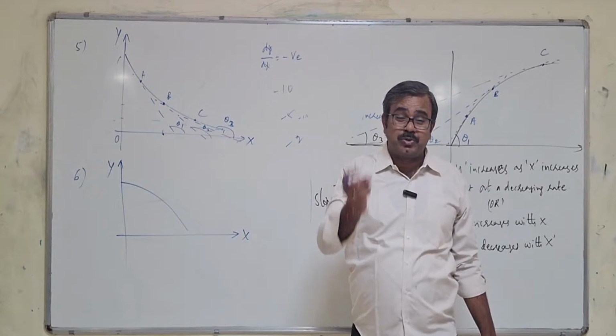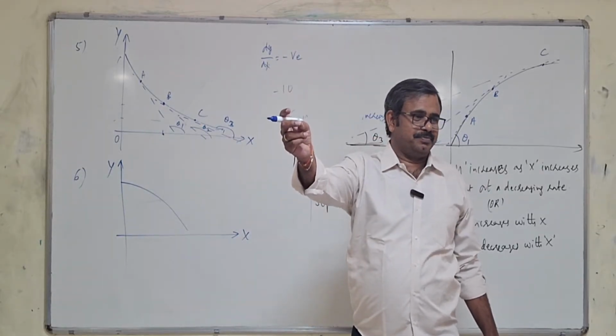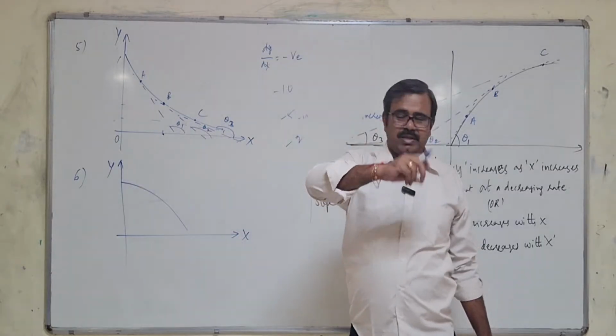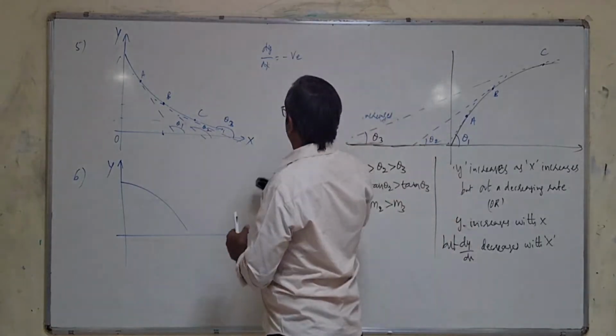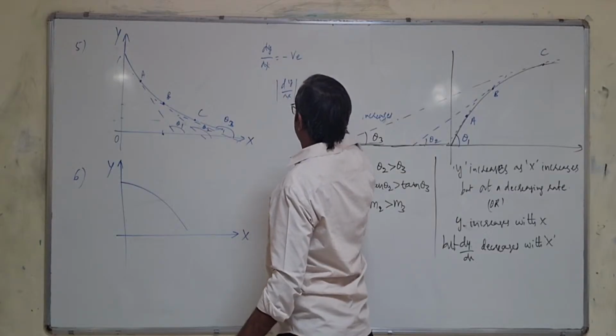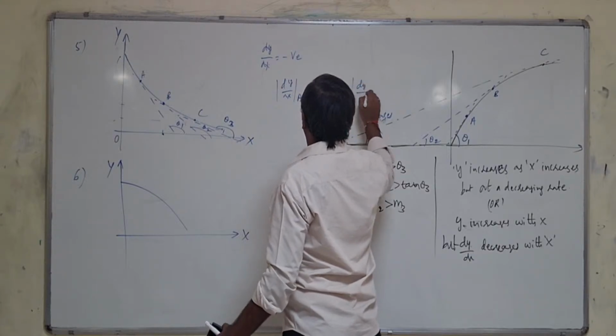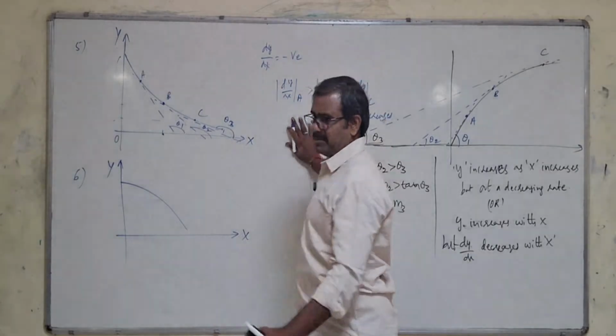So the magnitude of rate of change is greater where? At A. Next at B, next at C. So I would say modulus of dy by dx at A is greater than modulus of dy by dx at B is greater than modulus of dy by dx at C. Why am I writing modulus here?